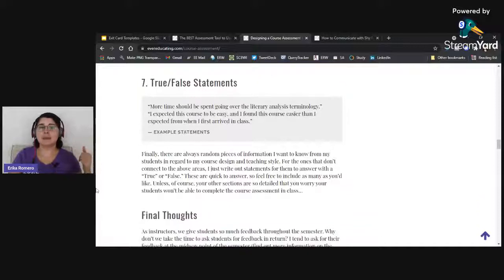And then finally, some true and false statements. These are great because they're easy to answer for students. And again, you can get some numerical data here. So for example, I would have more time should be spent going over the literary analysis terminology, right? True or false? I expected this course to be easy, and I found this course easier than I expected, right?